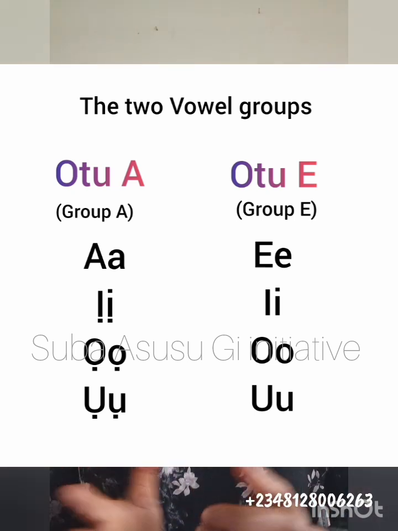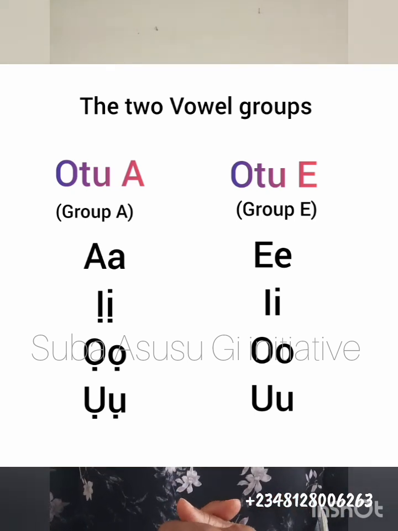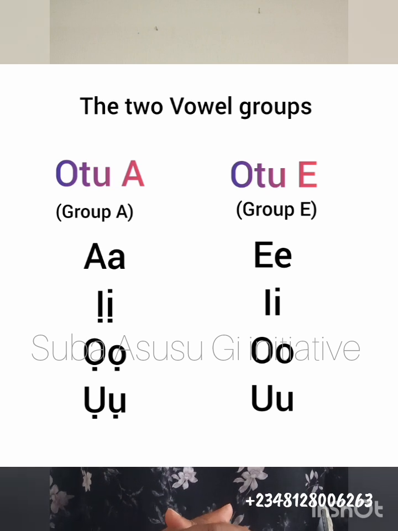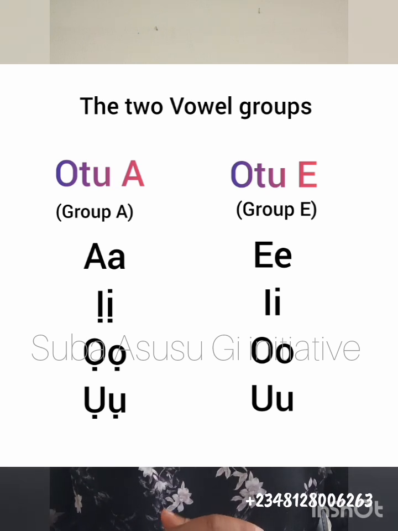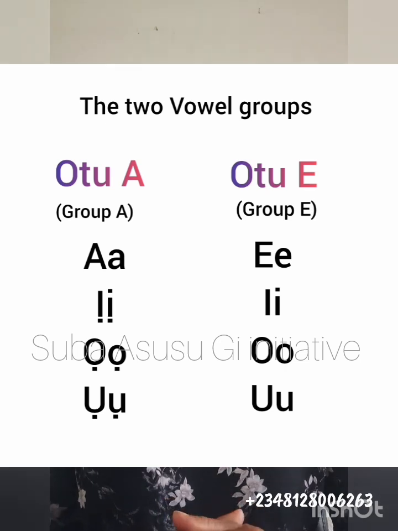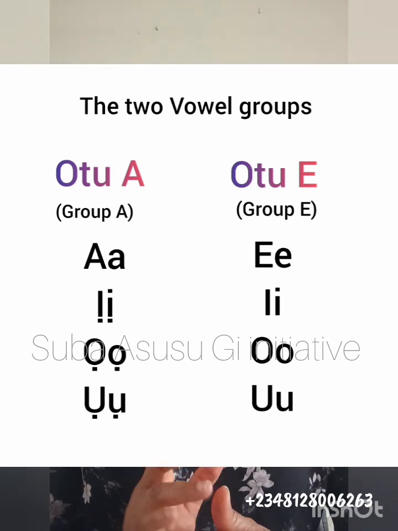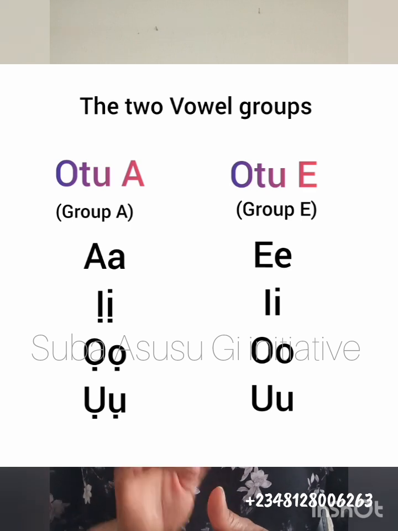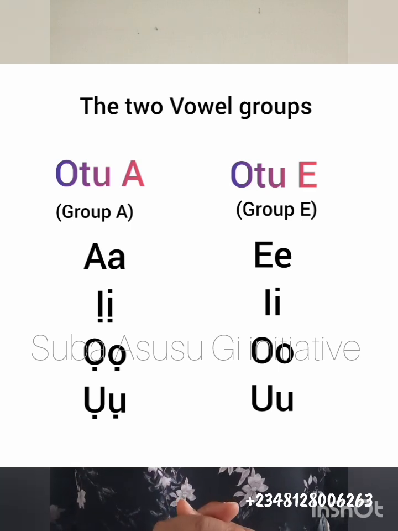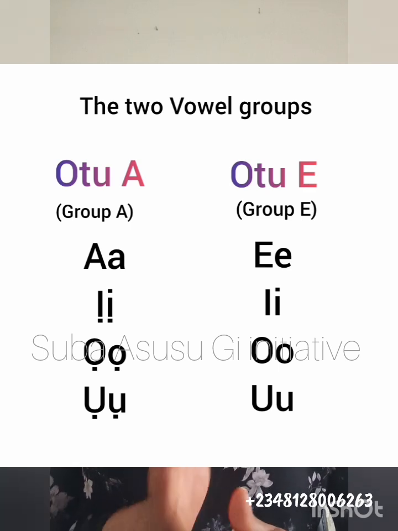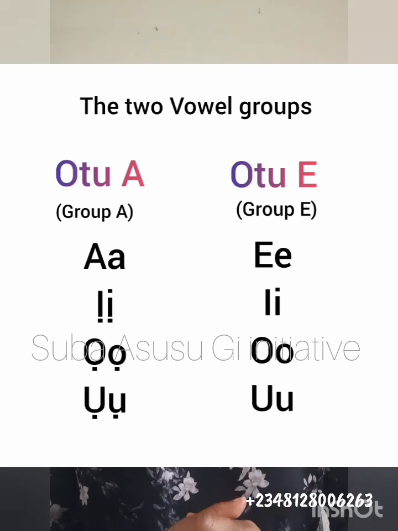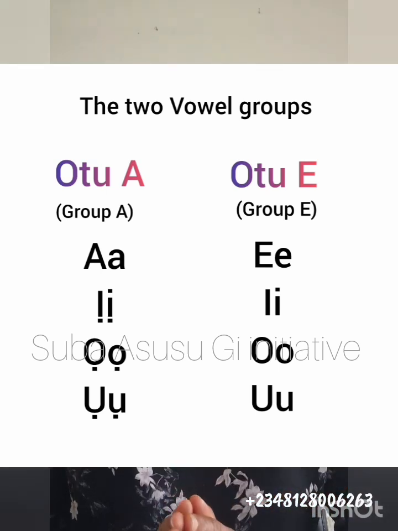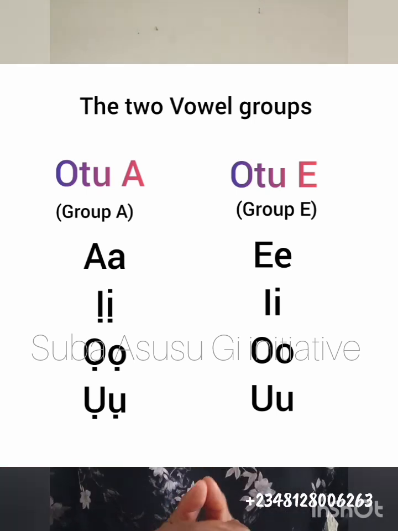Beautiful. Now you can look on your screen to see the groupings and then the members of each group. Remember, we said we have 8 vowels. Now let's see how they are grouped. The members of Otu A have A as their leader. The members of Otu E have E as their leader. Okay, so now let's see other vowels in the two groups.